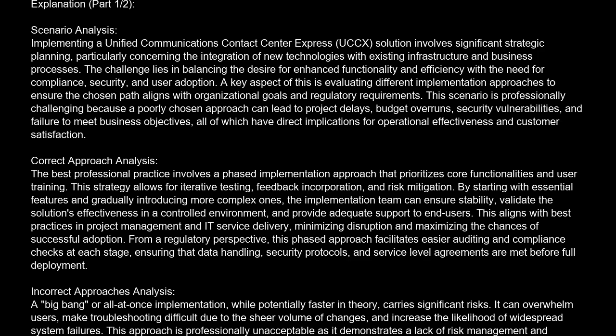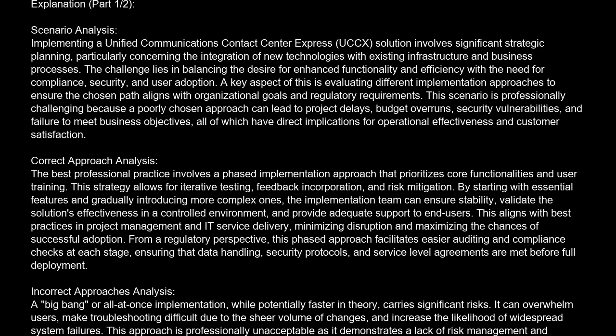Incorrect approaches analysis. A big bang or all-at-once implementation, while potentially faster in theory, carries significant risks. It can overwhelm users, make troubleshooting difficult due to the sheer volume of changes, and increase the likelihood of widespread system failures. This approach is professionally unacceptable as it demonstrates a lack of risk management and foresight, potentially leading to non-compliance with service-level agreements and data integrity standards if issues arise.